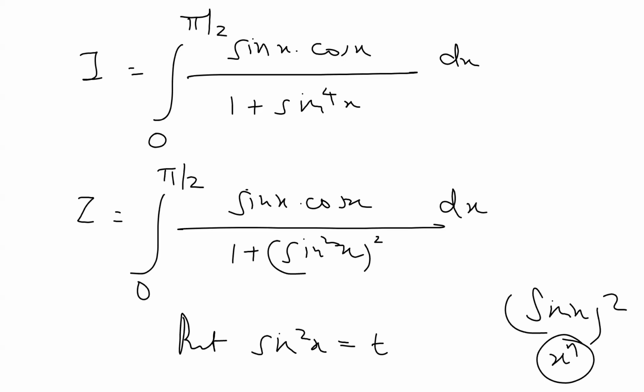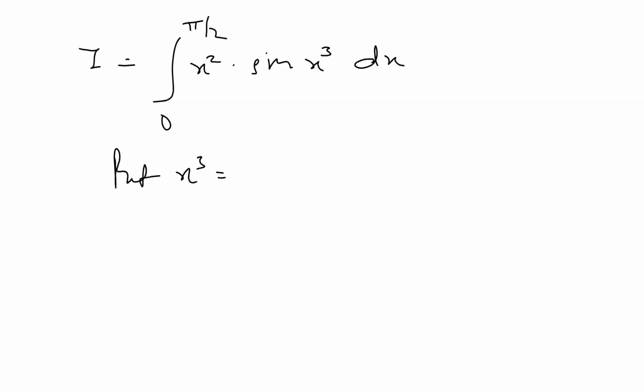Next hint. Integral 0 to pi by 2 of x square sin x cube dx. Put x cube equal to t because the derivative of x cube is x square. So x square dx will be dt by 3. But then you use this.